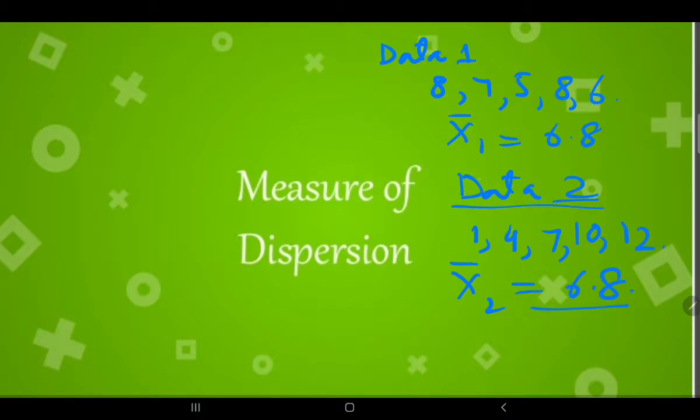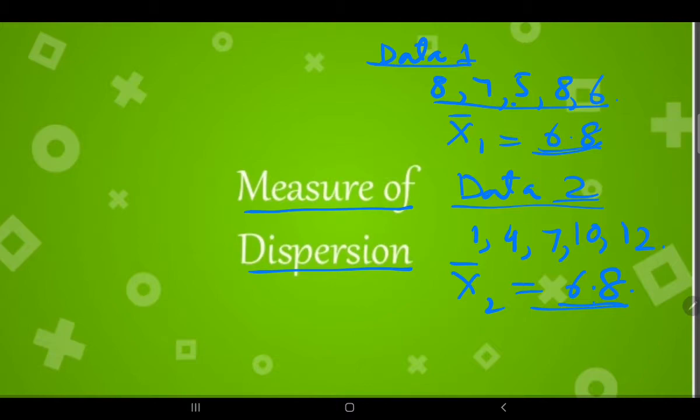These two data sets have the same mean 6.8, but they differ in their variations from the central value. Look here. There is more variation in data set 2 as compared to data set 1. This illustrates the fact that the measure of central tendency is not sufficient. So we have another choice, which is measure of dispersion, which is used to measure the scatter or spread of values from the central or some common value.